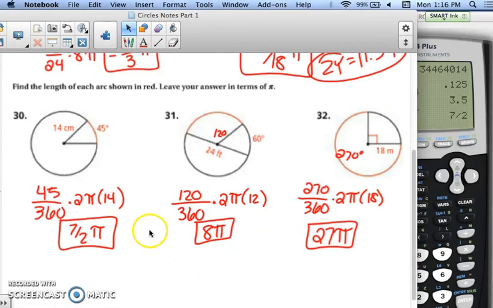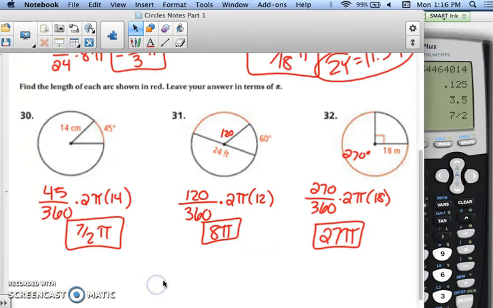Okay, so that's how you find the measure of an arc. Let me know if you have any questions. Otherwise, you can practice.